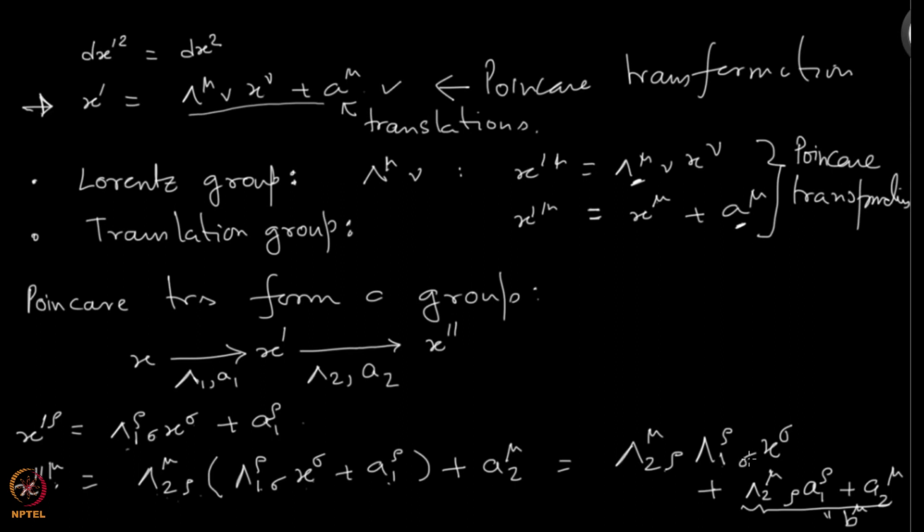Sigma is contracted, so it is not a free index. Rho is contracted, it's not a free index. Only mu is a free index, which is on the left hand side, so that is good. Here rho is contracted, only mu is free, so that is also good, and I have mu here. Okay, so let us call these last two terms together as b mu.